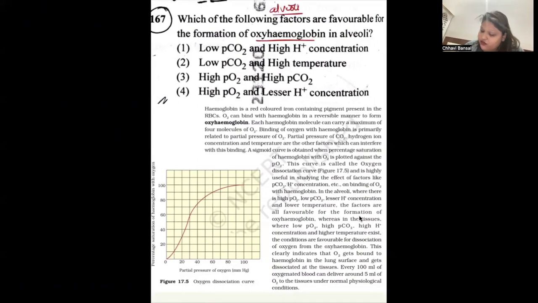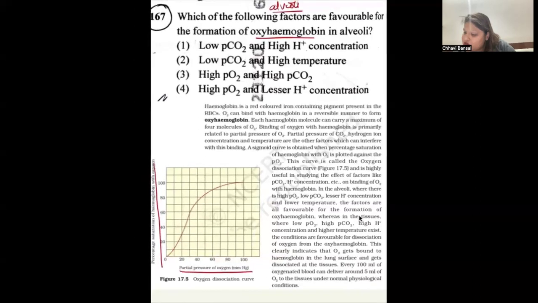If you see this curve, this is called the percentage saturation of hemoglobin with oxygen. How much percentage of hemoglobin is saturated with oxygen is given by this curve. So let's see what the requirements are. This curve is called the oxygen dissociation curve and is highly useful in studying the effect of factors like partial pressure of CO2, hydrogen ion concentration, etc., on binding of O2 with hemoglobin.